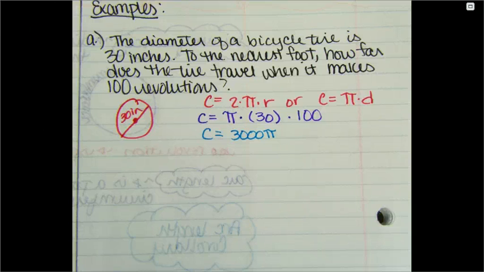Isabel, what does 100 represent? Someone tell her. The 100 revolutions. There you go. You just multiply the 100, since you use pi times diameter. You have to because it turns 100 times. 9,424.77. So round correctly.